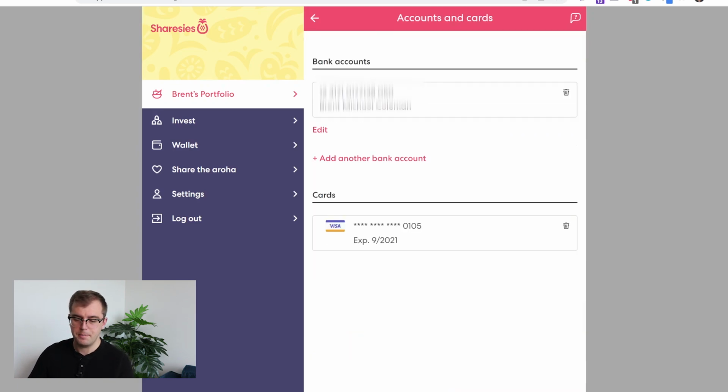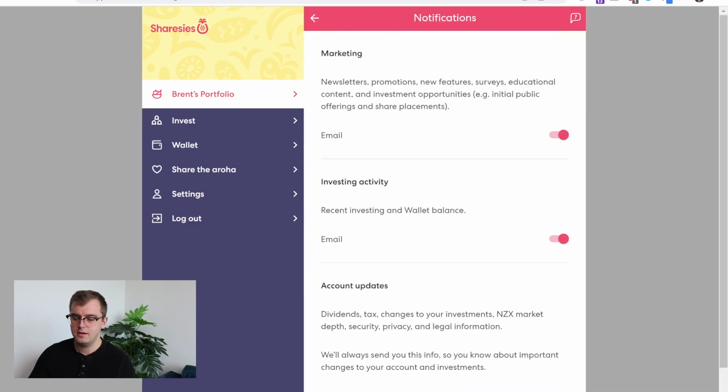You also have information around bank accounts, and this is where you can set up your bank accounts and your cards that are going to be used for your portfolio. The bank account is useful for when you're making withdrawals, so you know where the money is going, and the cards is useful if you're topping up with a card. And if any of these change, you can do so on this page. The next option is notifications, and this is just where you can turn off the marketing emails from Sharesies.